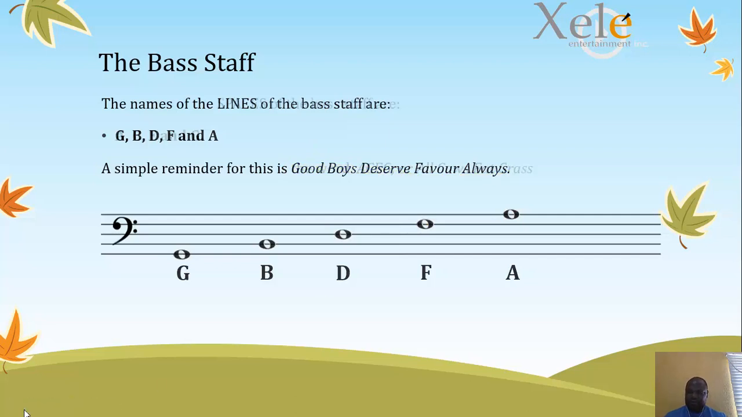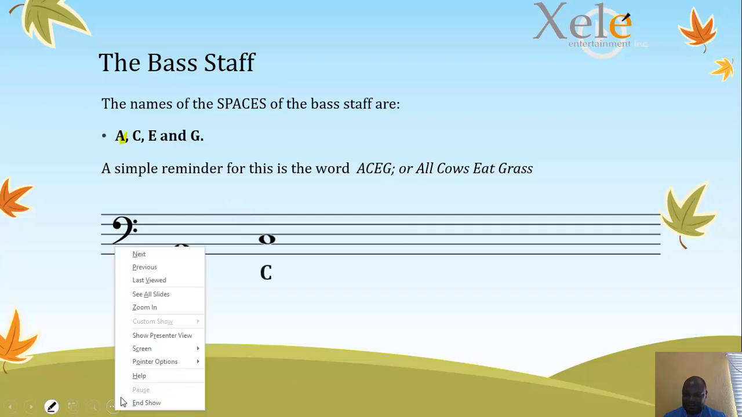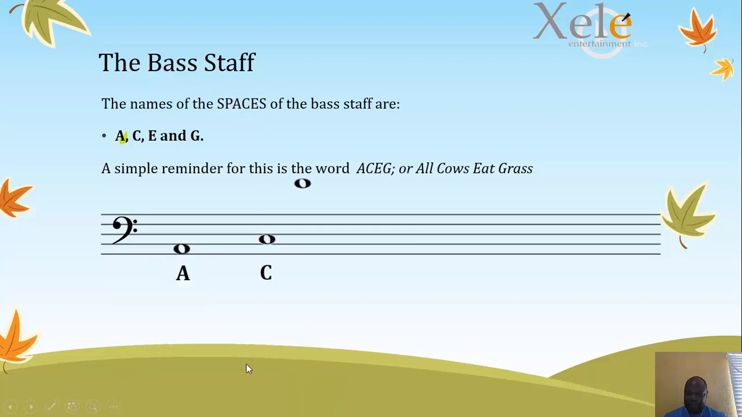All right, so moving on, the spaces will then go A, C, E and G. Okay, so the spaces of the bass staff will go A, C, E, and G. Again, A, C, E, and G. One more time. A, C, E, and G.